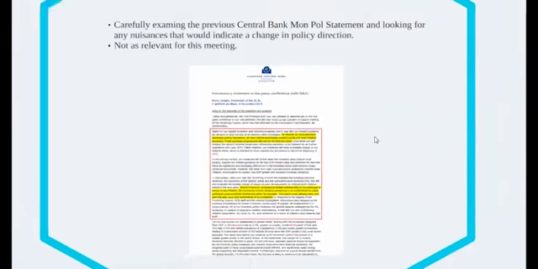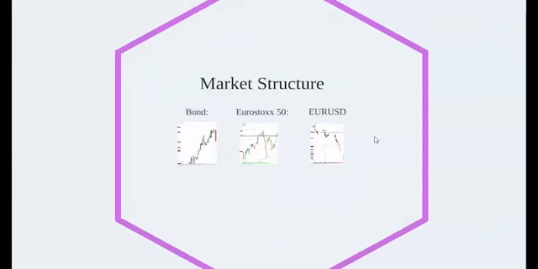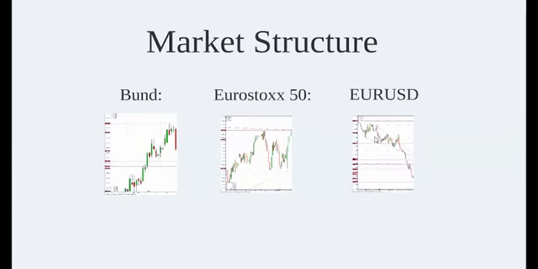Okay, the next bit is probably a very important bit: the market structure and looking at the most sensitive markets. So I've picked three markets: the Bund, the Euro Stocks, and the Euro USD. The Bund is one of my main markets. I trade it all the time. The Euro Stocks is another one of my main markets. Euro USD is not one of my main markets, however, I do trade it if and when I have to.